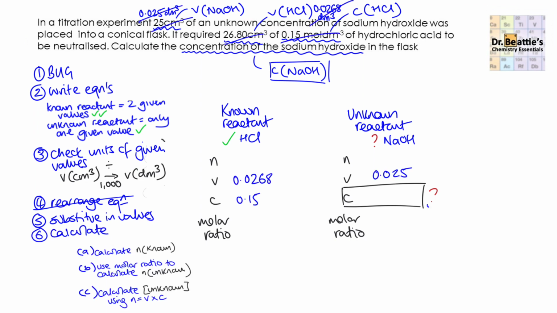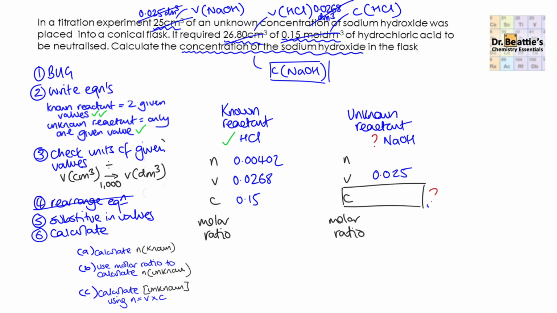Then we're going to use these steps here that we looked at in the previous slide to work out our concentration, our final goal. So we need to calculate the number of moles of the known, and that n is going to be volume times concentration. So we take our values. In our calculator, we work out that we have 0.00402 moles. And not to do any rounding up until the very last stage, because otherwise you are just creating problems with yourself with sources of inaccuracy. Then what we need to do is use the molar ratio to calculate the number of moles of the unknown reactant, sodium hydroxide.